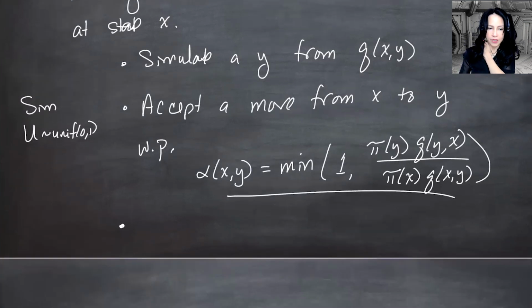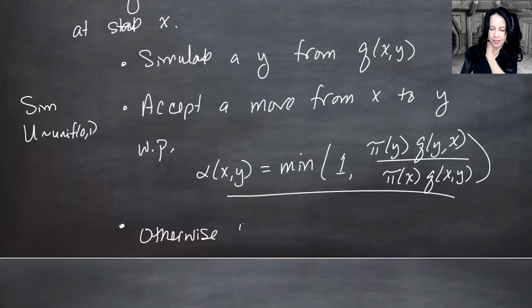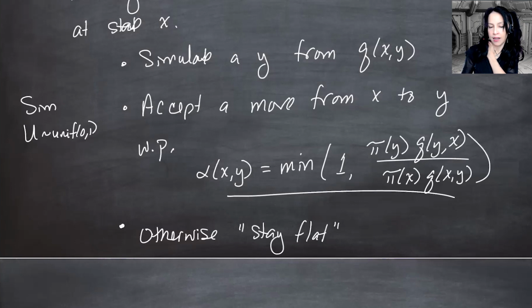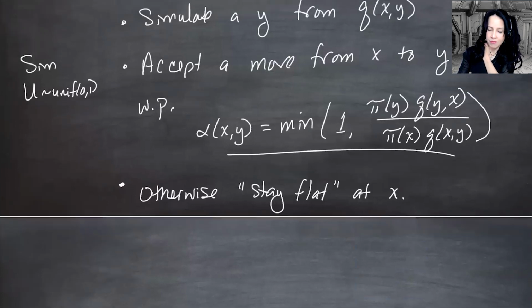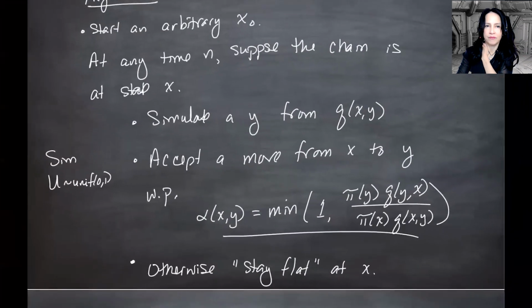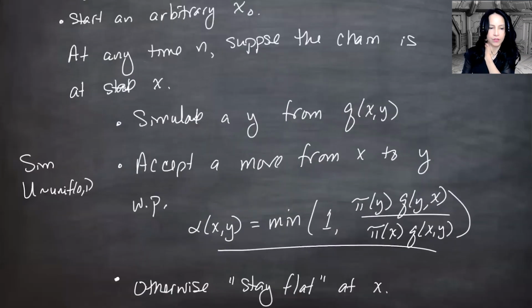Otherwise, you stay flat, but you move forward in time, staying flat at x. So if I really wanted to write this algorithmically, I would say x_{n+1} is x_n if this happens, or it's a new value drawn from Q. But I don't think anything was lost in this. I don't know. Let me know. Is it too confusing?